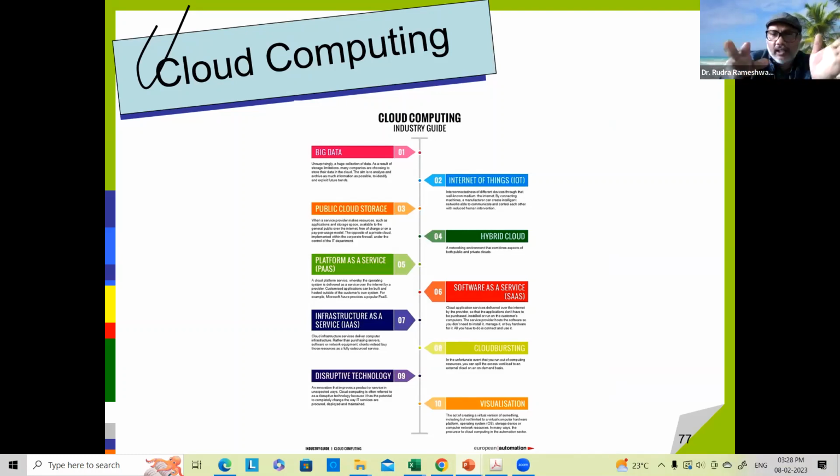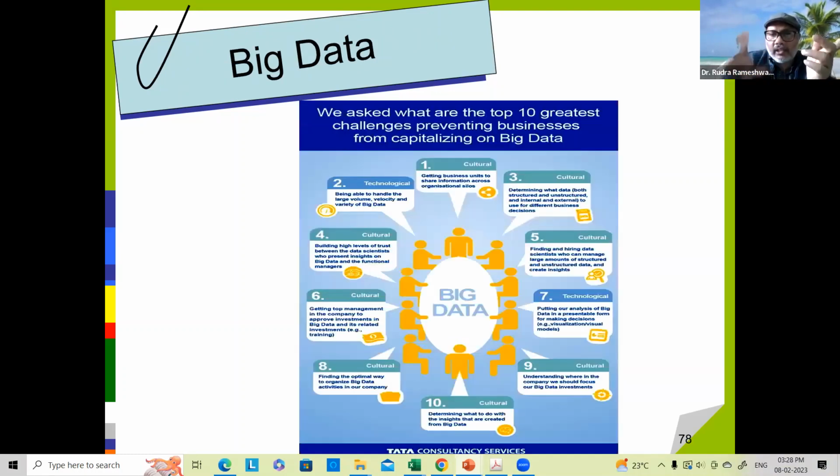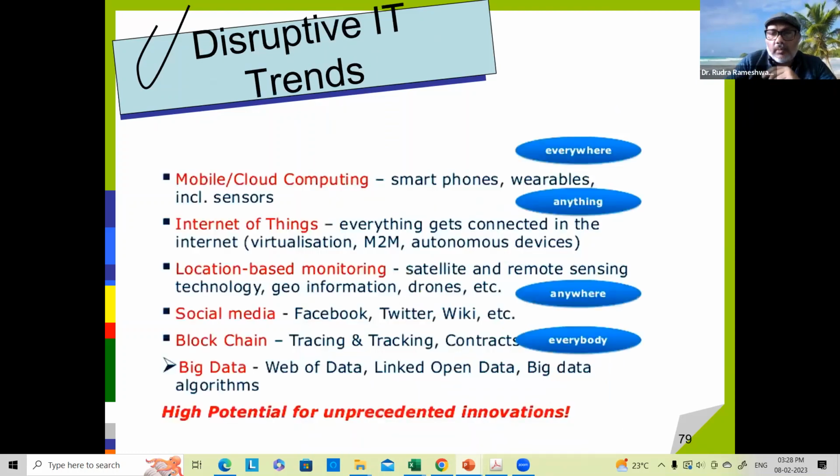Big data again could be in these 10 formats. Only 2-3 aspects are available with this for collaboration also. Disruptive IT trends include big data, blockchain, social media, logistics, and locations. All these are the points for this.